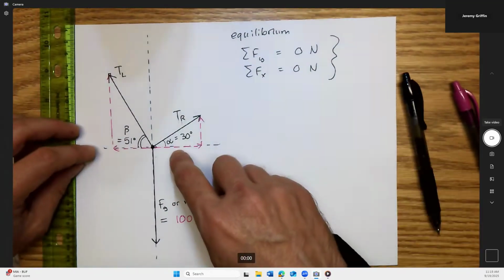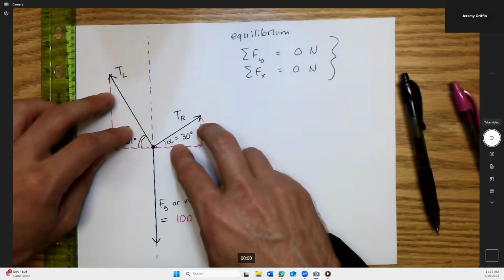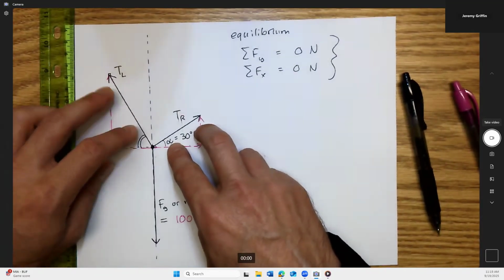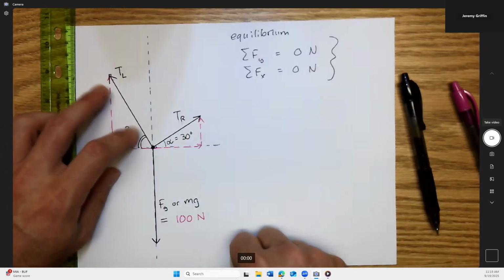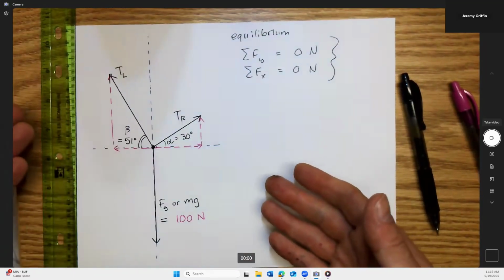Okay. So I know that, guys, which tension is going to be bigger? The one that's pulling more vertically-ish, or the one that's pulling more horizontally-ish? Yeah, guys, this one's always the bigger tension, and you can see it. It stands out right here, doesn't it?